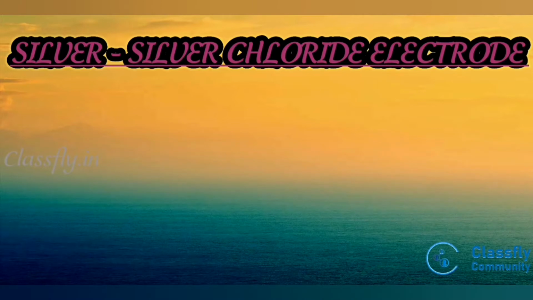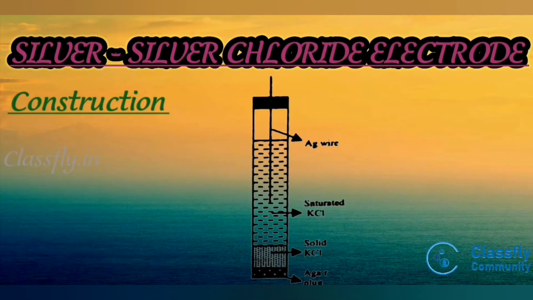Next, move on to the construction of silver chloride electrode. Construction. Silver and its sparingly soluble salt silver chloride are in contact with a solution of a chloride ion. Generally, a silver wire is coated with AgCl and dipped in a solution of KCl.